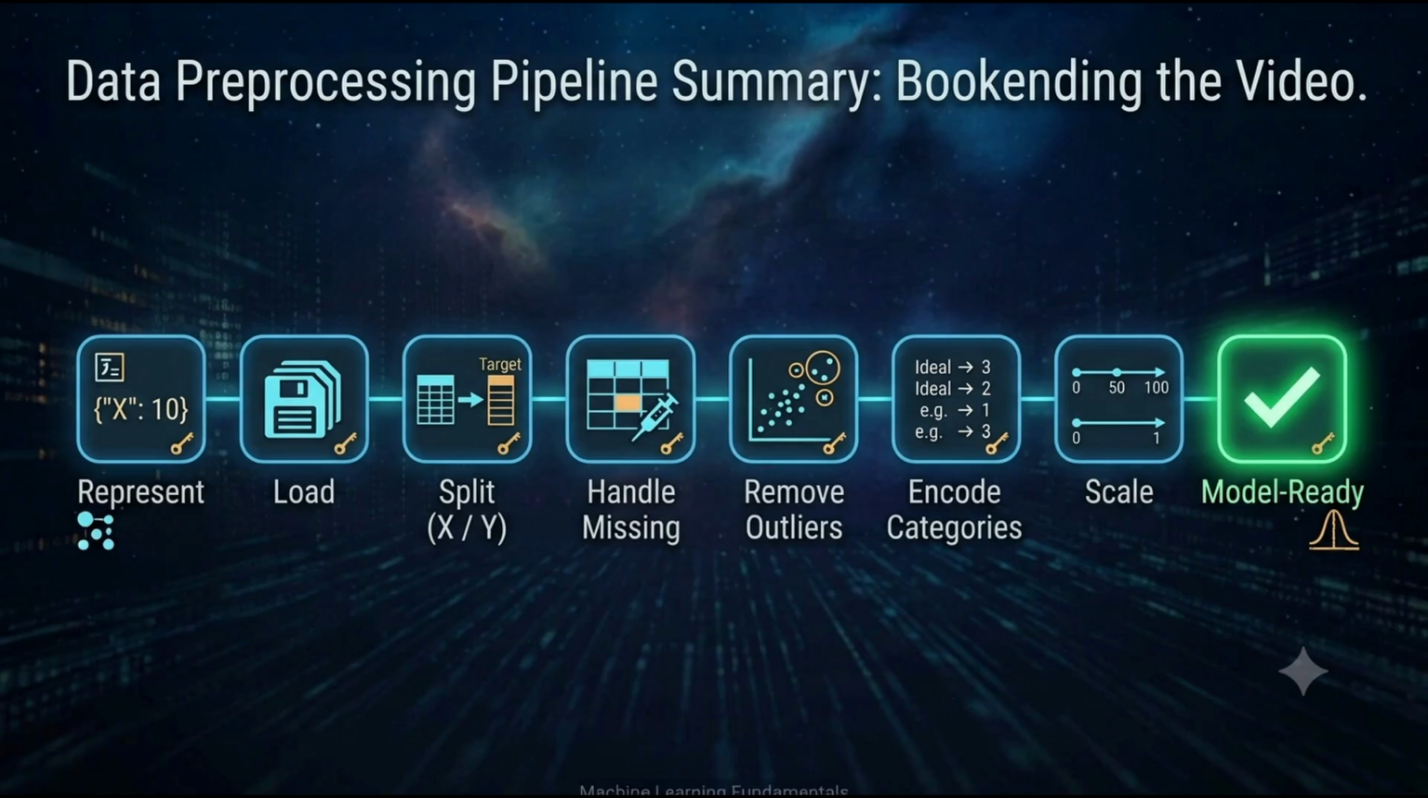Then we cleaned, counting and filling missing values with mean imputation, hunting down outliers with the 3 sigma rule, and turning categorical words into numbers with label encoding. And finally, we scaled everything fairly, using normalization to fit features into a 0 to 1 range, and standardization to center them with a mean of 0 and a spread of 1. None of this is glamorous, but all of it is decisive. The cleaner and better prepared your data, the better every model you build on top of it will be.